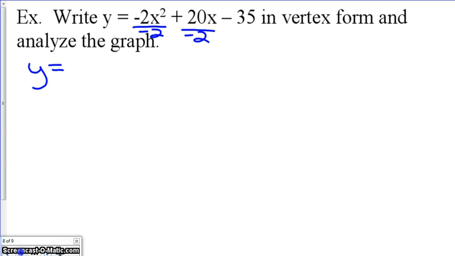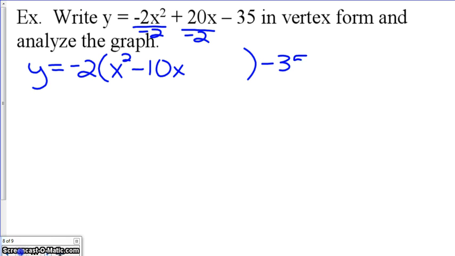Now this is a little bit different as well. When we divide the -2 out, it goes in front of the parentheses, but the only two terms inside the parentheses are the x squared and the x term. So I have x squared minus 10x inside my parentheses. I'm not going to divide -35 by -2, and I'll show you why in just a minute. Let's continue completing the square.